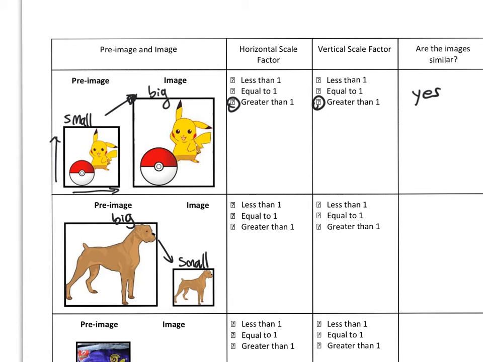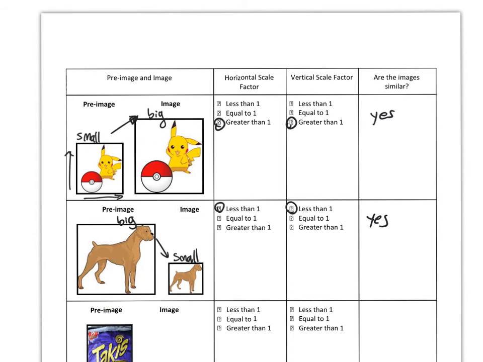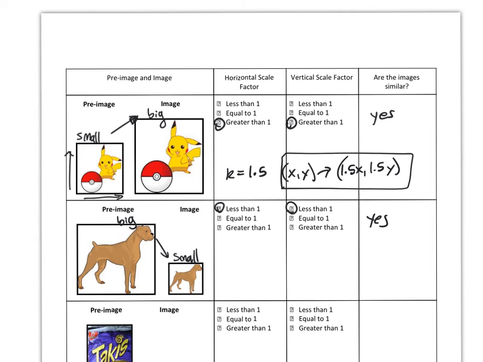So just the opposite's happening with our pit bull here. Here we're going from big to small, and both our horizontal and our vertical scale factors are less than 1. Once again, it appears that we have similar figures. I'm not sure exactly what the scale factors of dilation are for these dilations, but I'm guessing that the top one might be about 1.5. And if we multiply both x and y by a factor of 1.5, this is how we would write that. And that's going to be a pretty good description of that dilation right there.